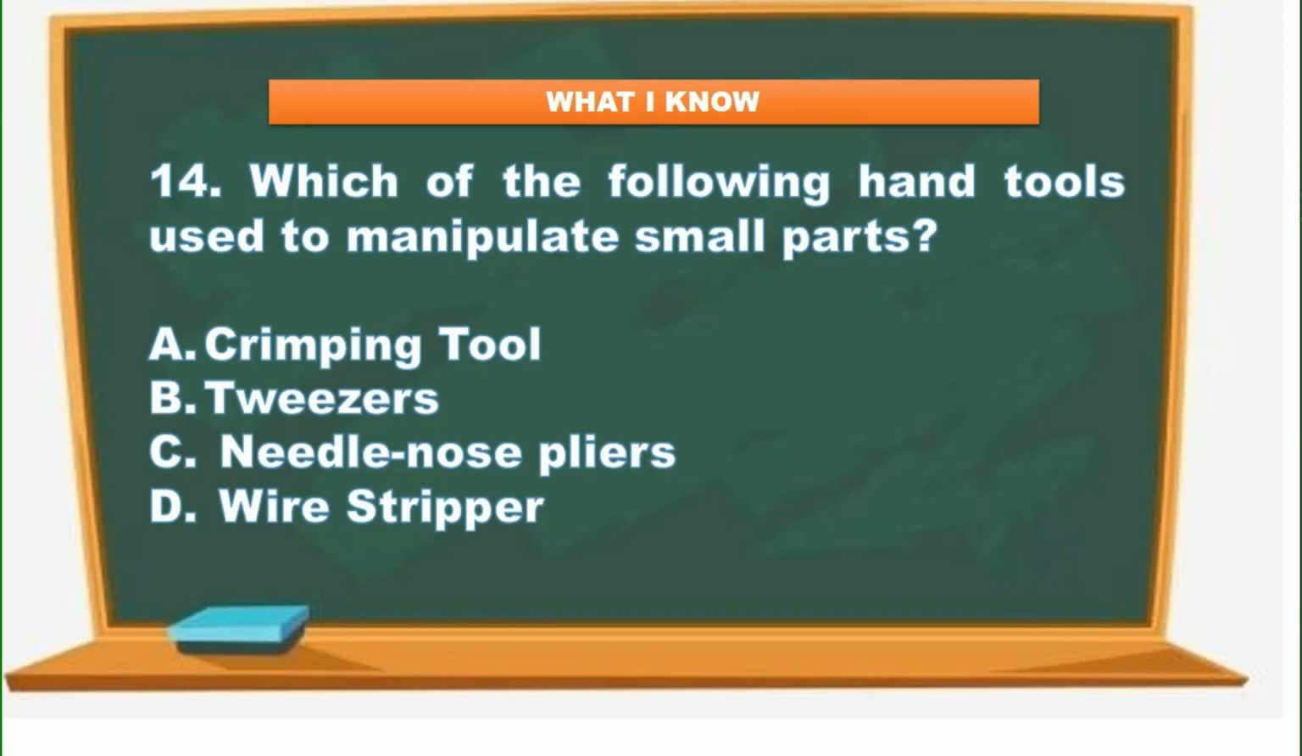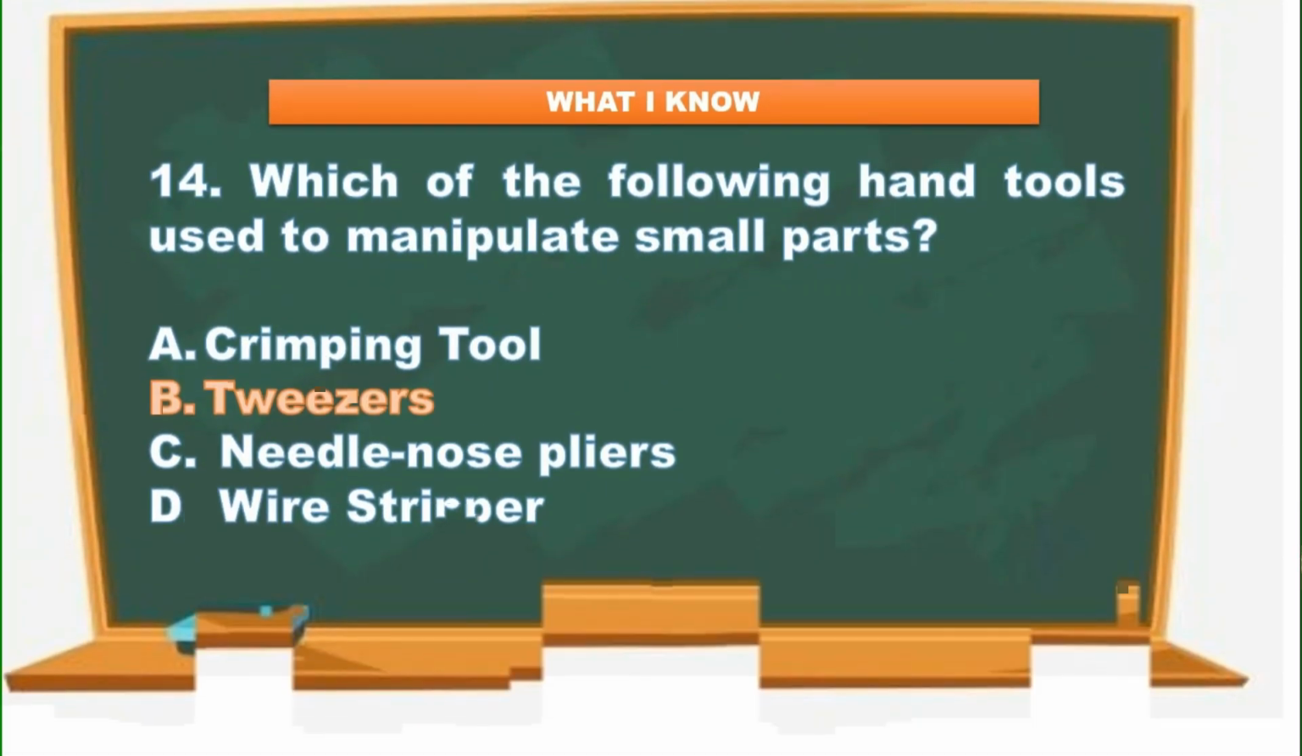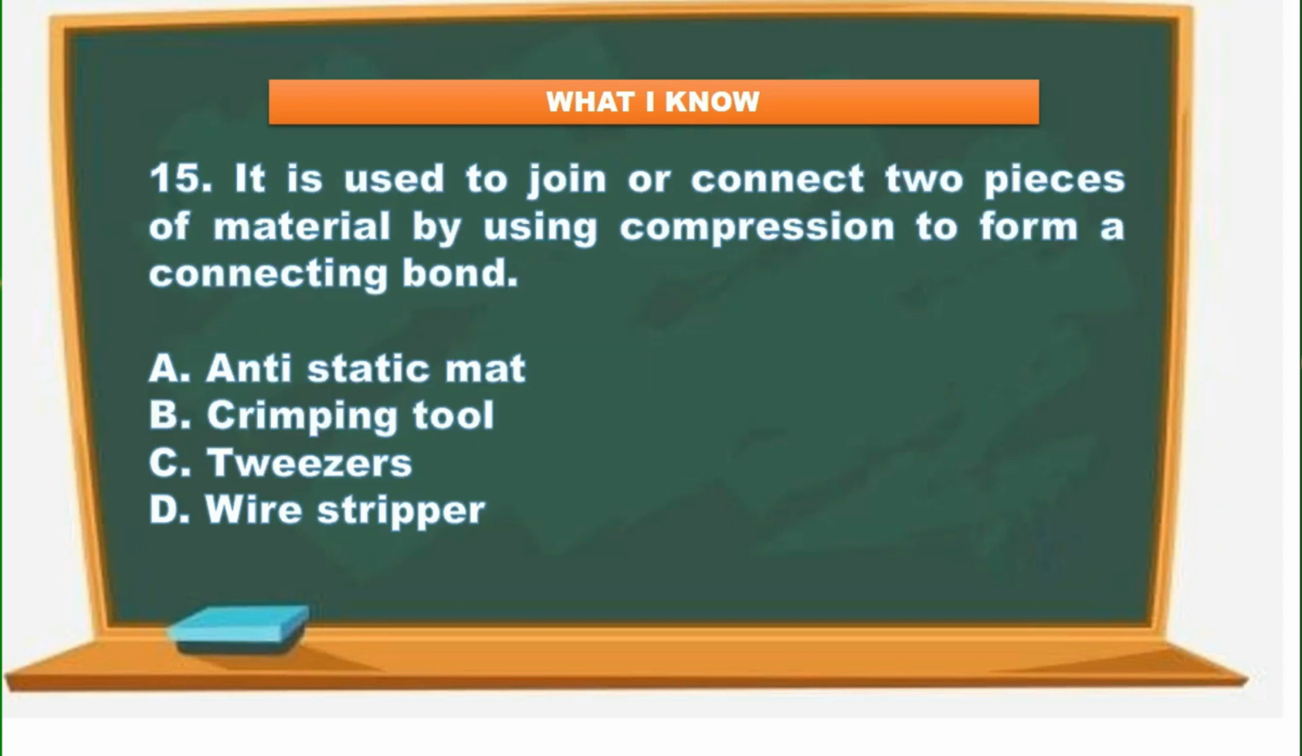Number 14. Which of the following hand tools is used to manipulate small parts? A. Crimping tool. B. Tweezers. C. Needle nose plier. D. Wire stripper. The correct answer is letter B. Tweezers.